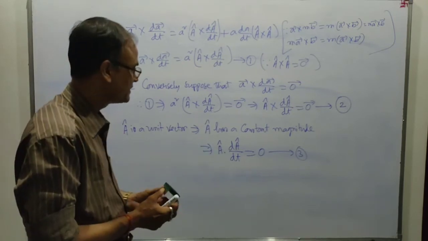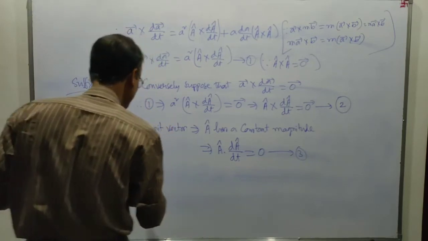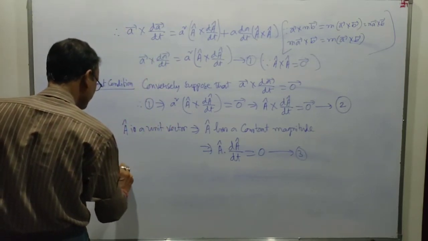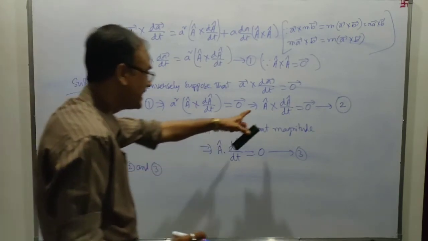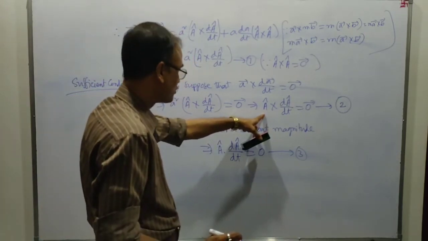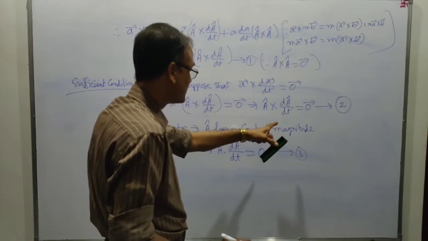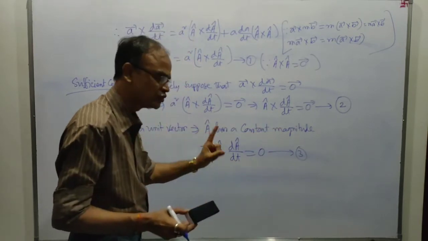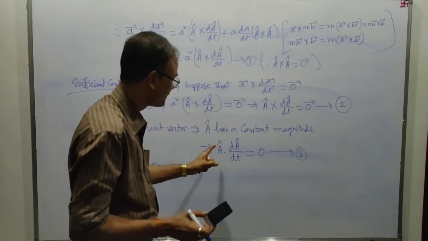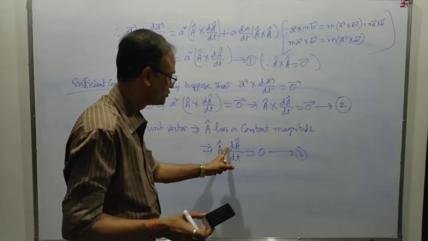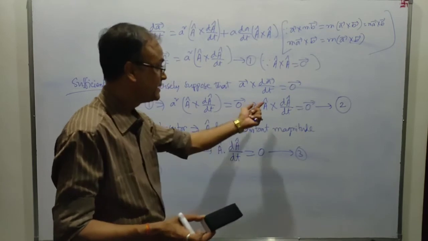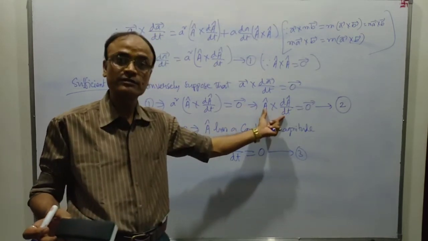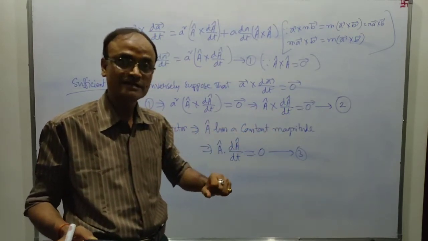Just imagine, what does it mean? This means that from 2 and 3, a cap is a unit vector, a constant vector. If this is equal to 0, three possibilities are there: the magnitude of this is equal to 0, the magnitude of this is equal to 0, or this is perpendicular to this. At the same time, the cross product is also 0. How can it be perpendicular?